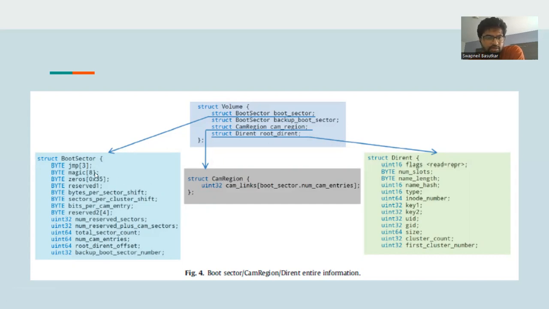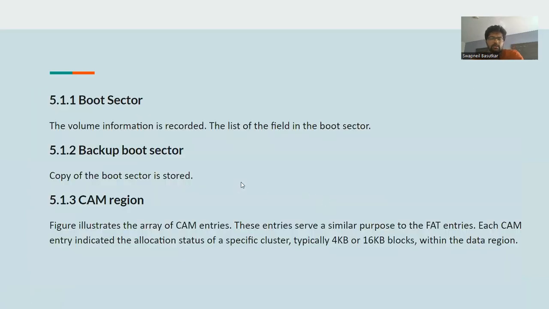If you see the boot sector, it has a couple of variables: arrays of the byte type and int32 type, and similarly int16 and byte types. And then the CAM region is an array of type uint32 CAM links, and the parameter is like boot sector dot number of CAM entries. So let's see what each of these is.